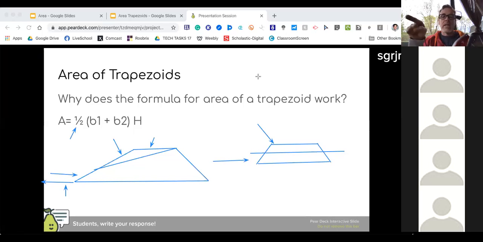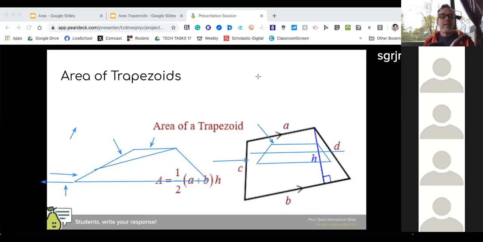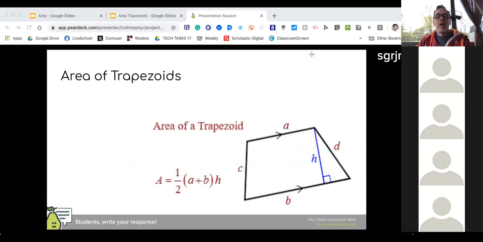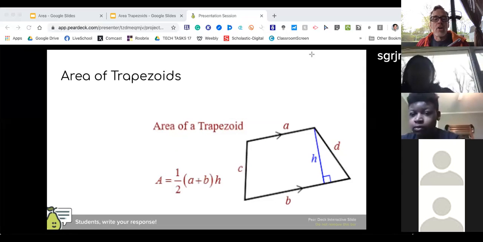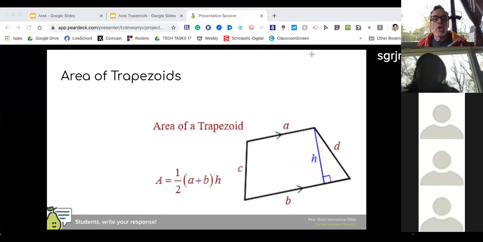All right, I'm going to move to the next slide. So here comes the next slide. Let me clear out my stuff. Clear drawings. All right, so on here, will you give me a response to this: does the formula here still work even though the trapezoid is on a diagonal? That's the question.